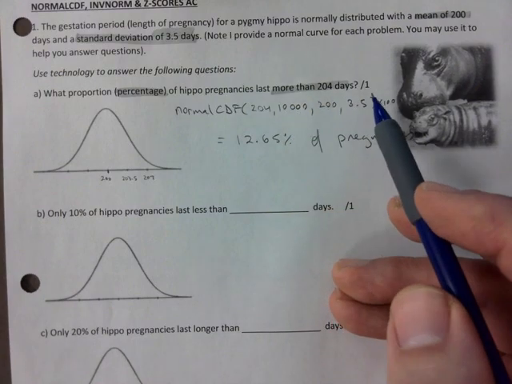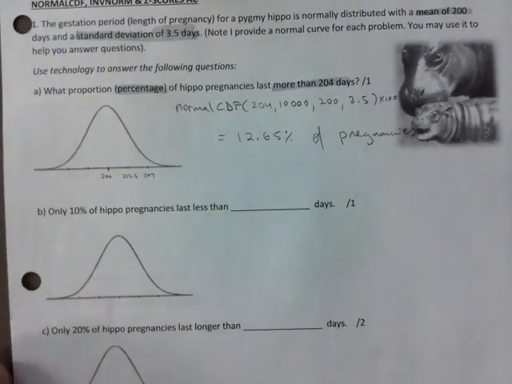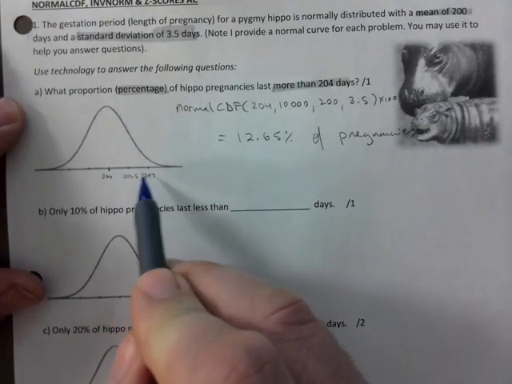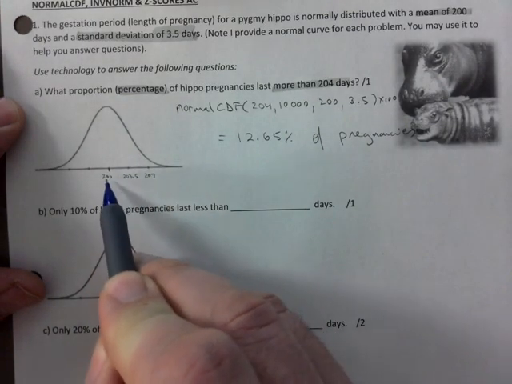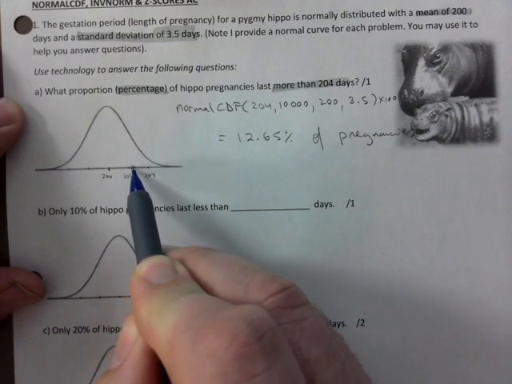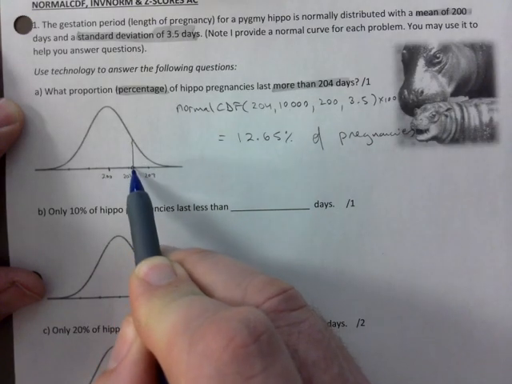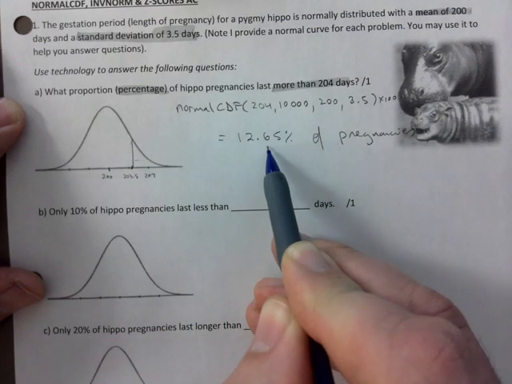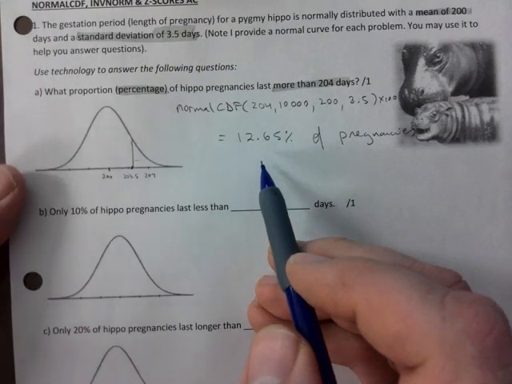1 mark for that. And 204 puts you right about, if you go up by the standard deviation, 204 is right about there. And so if you consider this and up, it does make sense that we have 12.65%.